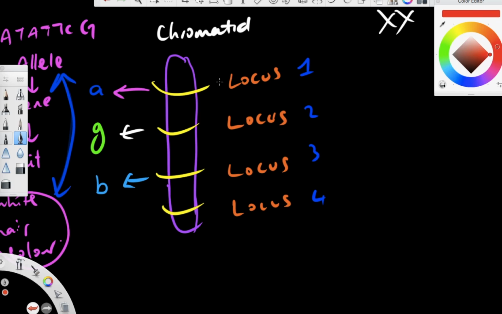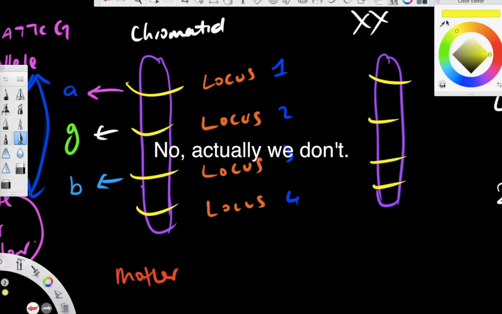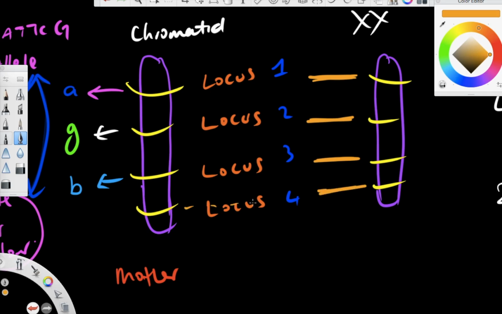And this autosomal chromatid could come from the mother, and then we also have another one coming from the father. Oops, I'm going to draw it a little bit better, even though I think you get the point, hopefully. And then at the same locus, since these would be what we call homologous pairs, this is also locus 1, locus 2, locus 3, locus 4. It's at the same part of the chromosome.